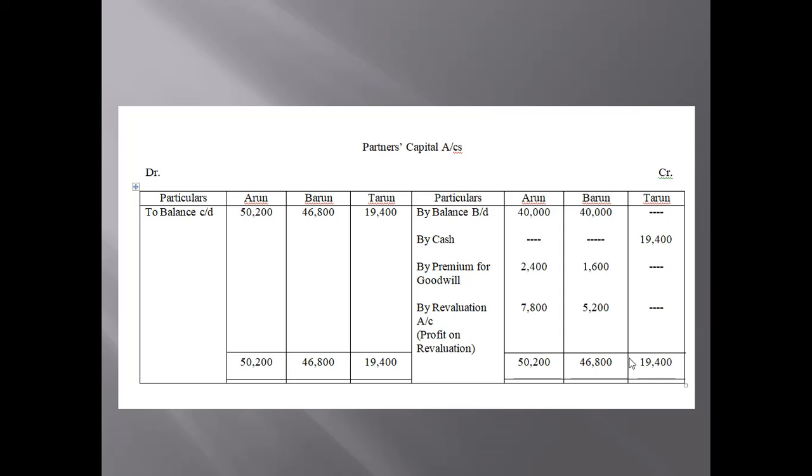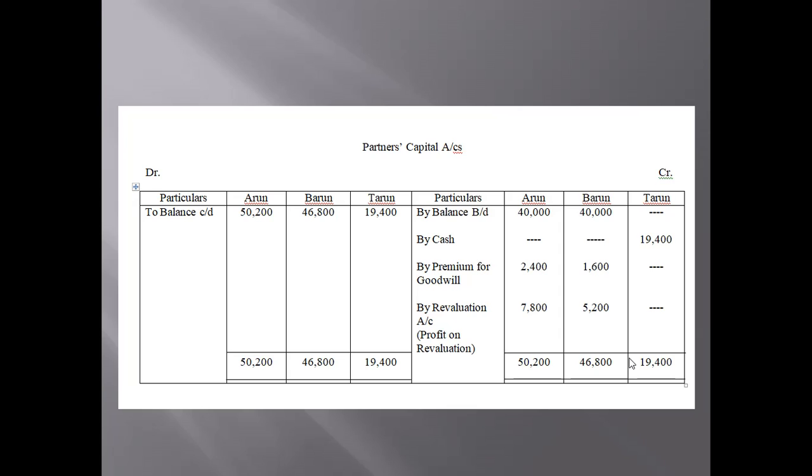So after writing this, now we will look at the question one more time. Tarun pays the required amount of premium for goodwill. He will bring the required amount of goodwill. So we knew the total amount of goodwill was 24,000. We got the value. Now what is written here?